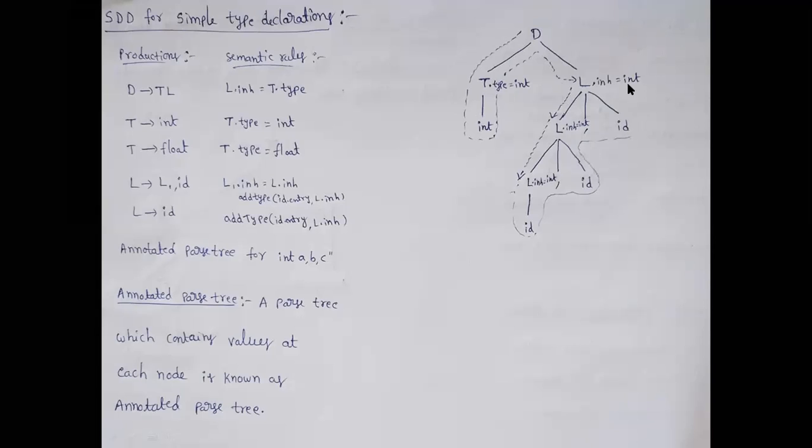So we are getting int a comma b. So here int a comma b comma c. That is the given expression. Okay. So we are constructing that one. So this is the annotated parse tree. Is there any doubt? So okay, next one.